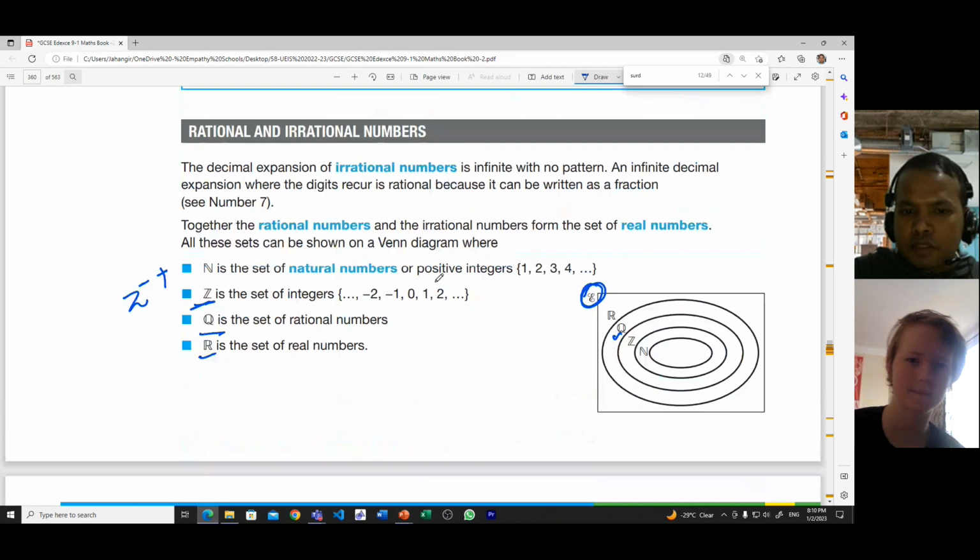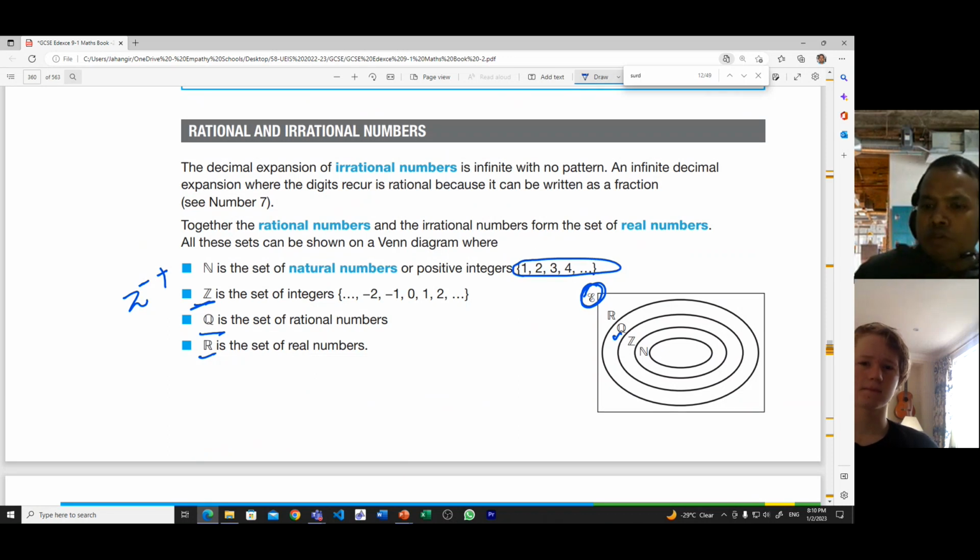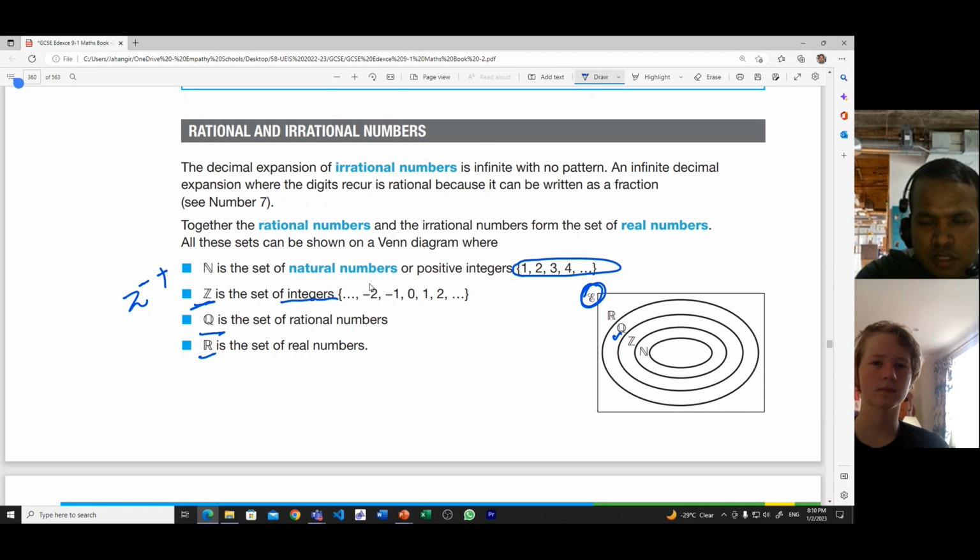And let's start from the natural numbers. Natural numbers start from 1 and go to infinity. So 1, 2, 3, 4, 5, and so on, all are natural numbers. And Z, we use to represent the set of integers. Integers start from minus infinity and go to plus infinity.